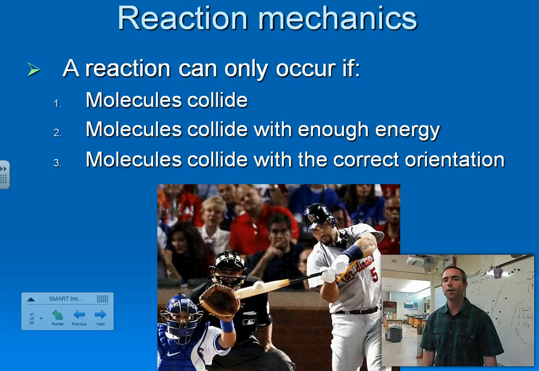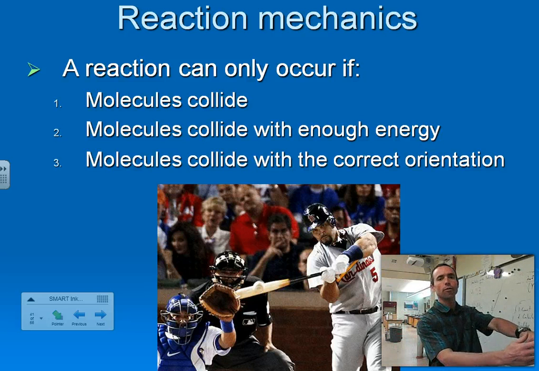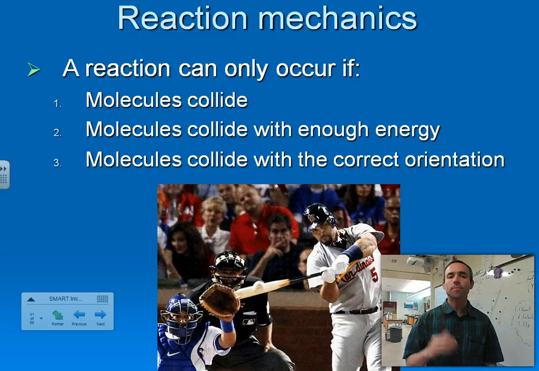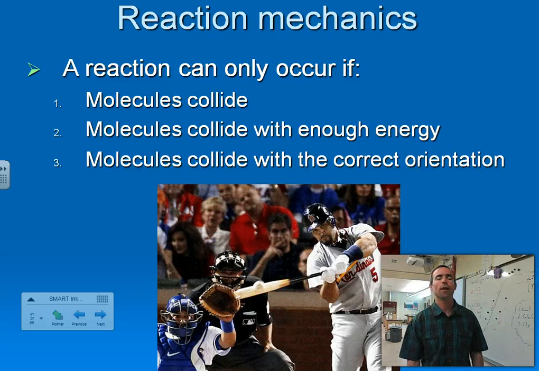So much like a batter who swings at a pitch, not every time he swings at a pitch he's going to hit a home run. What has to happen? Well, he's got to hit the ball. A, B, he's got to be swinging hard enough for it to go over the fence. And C, he has to hit it in just the right spot. Hits it on the top, it's going to go on the ground. Hits it on the side, it's going to be a foul ball, etc. So we got the idea of the conditions necessary for a reaction.